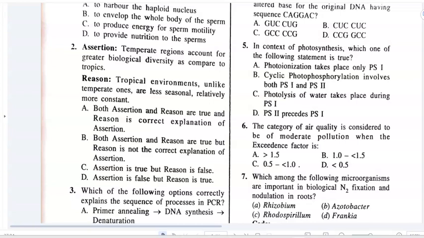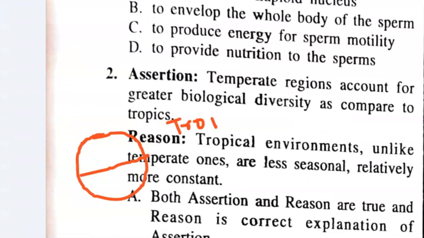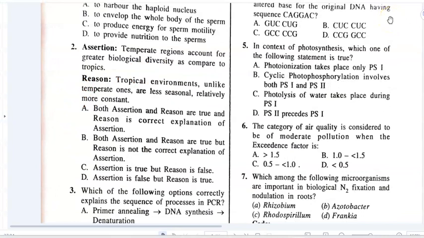The planet Earth can be divided into three regions: tropical, temperate, and polar zone.